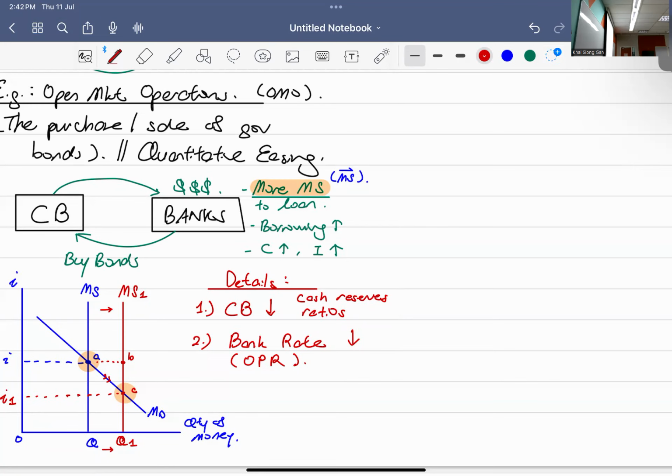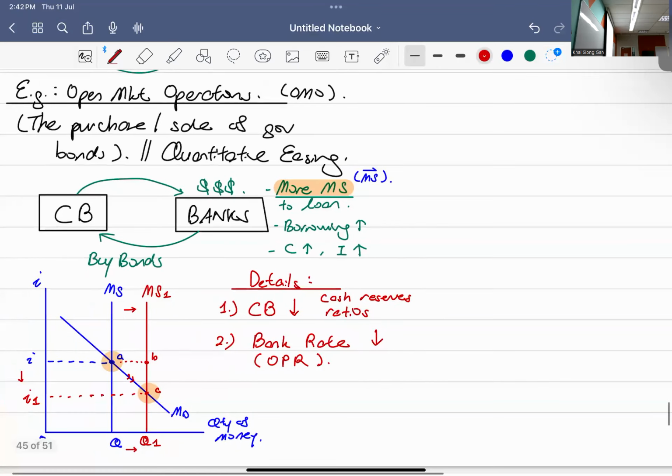So bank rate should reduce. Okay, bank rate should reduce, OPR should reduce. Then the third way for the central bank to increase money supply is through open market operation.